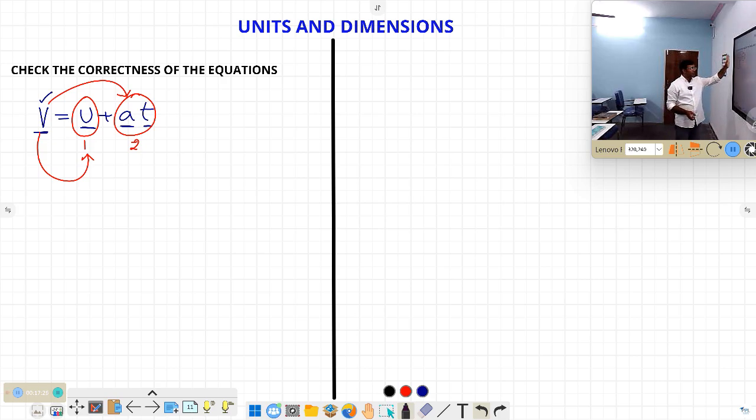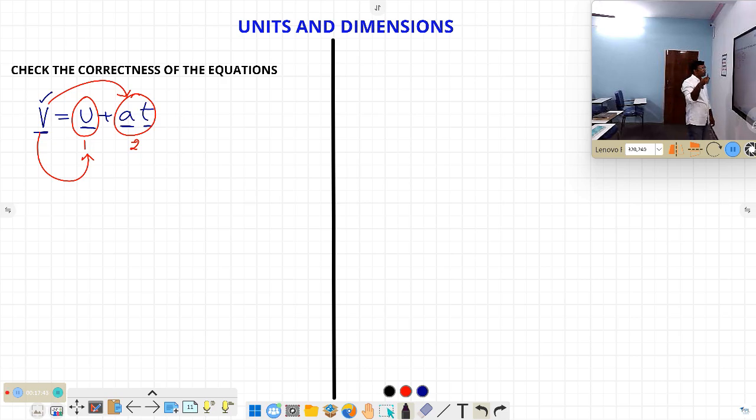You cannot judge by only one term. If one term is correct but the second term is not correct, then that equation is not correct. If all the terms present are balanced on both sides, the left side and right side, then I can say that the equation is correct.